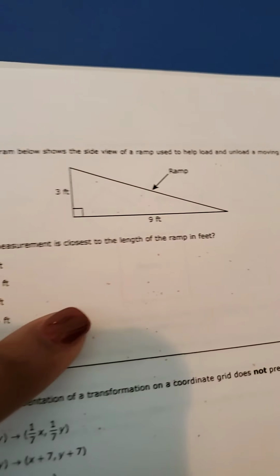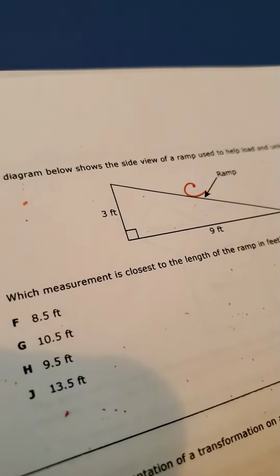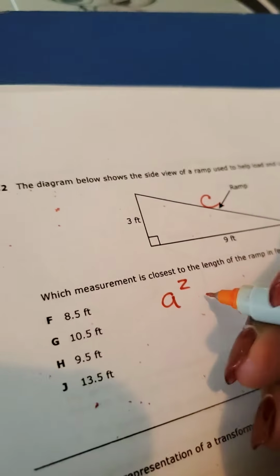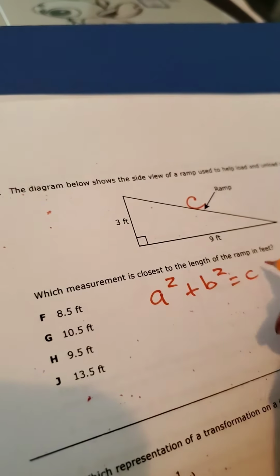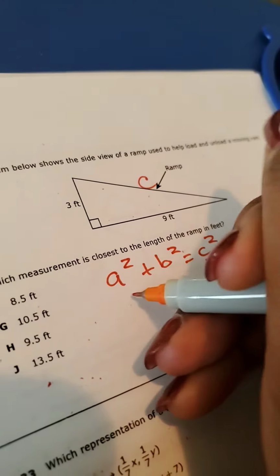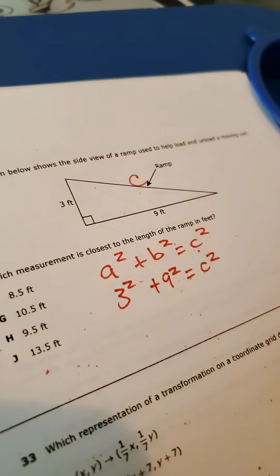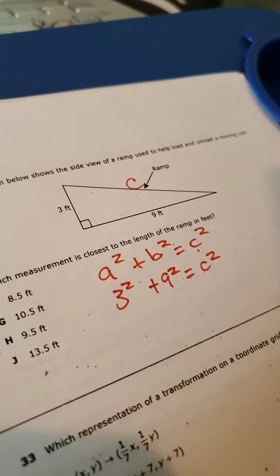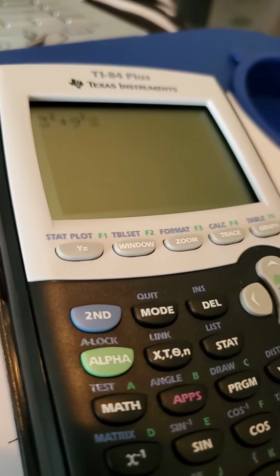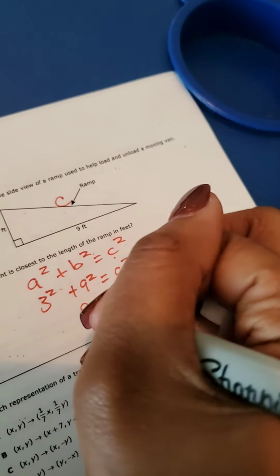So let's see. I've got a 3 and a 9. The longest side seems to be missing. So that tells me I'm going to use a squared plus b squared equals c squared and try to find c. All right, cool. Let's plug in. 3 squared plus 9 squared is equal to c squared. Okay, so I'm going to use my calculator and type that in. 3 squared plus 9 squared is 90. So 90 is equal to c squared.